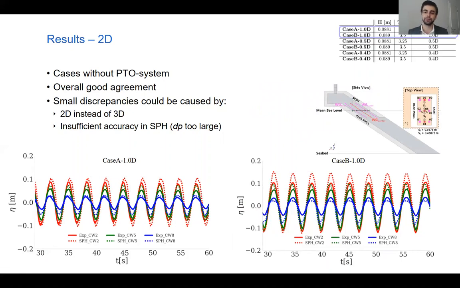For the cases without PTO system, so without a floating plate inside the oscillating water column chamber, the free water surface elevation was measured at 3 different locations inside the chamber. It's found that the numerical results agreed well with experimental results, especially at the center of the OWC, so that's the green line. Small disagreements are caused by the resolution or because of the use of 2D instead of 3D.